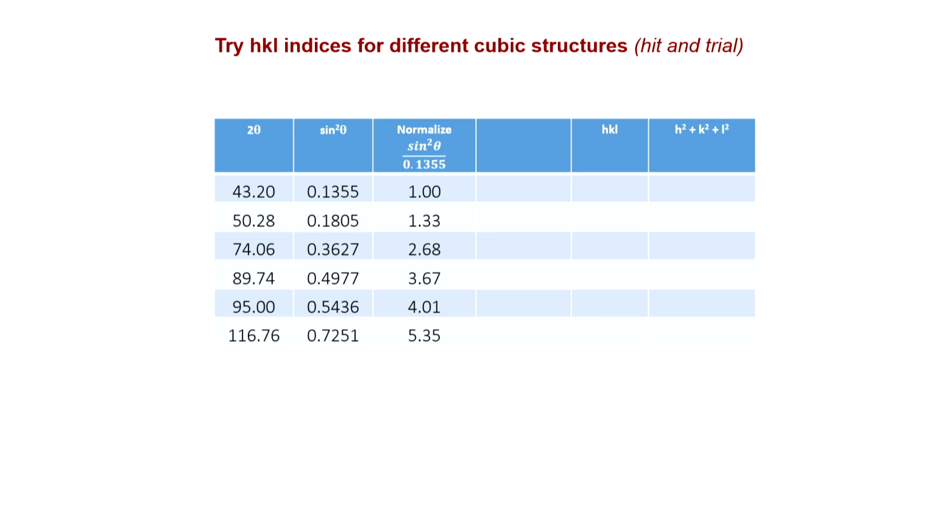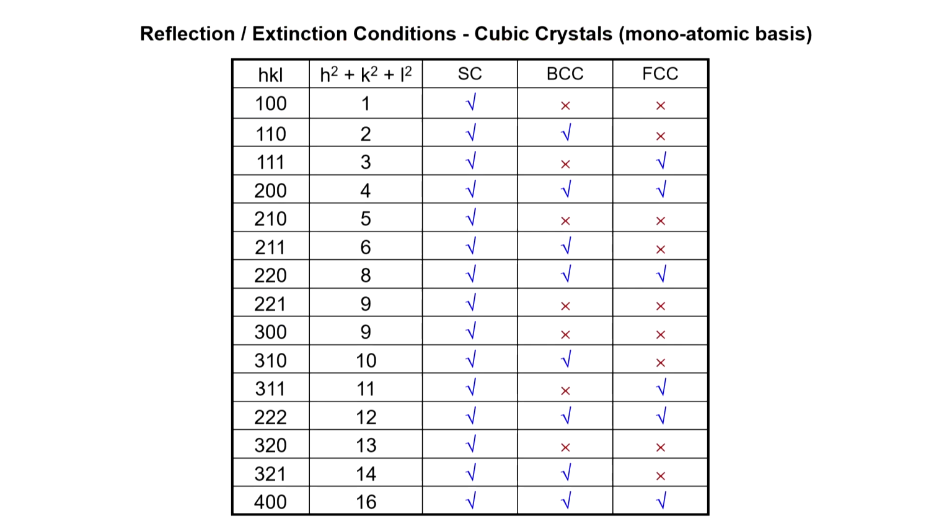I am going to select crystal structures. I have only 3 crystal structures to select from, but in the first attempt I am going to select body centered cubic. Which means I must now write the specific HKL planes which are allowed for the body centered cubic structure. So, if we come back here, what are the allowed reflections?